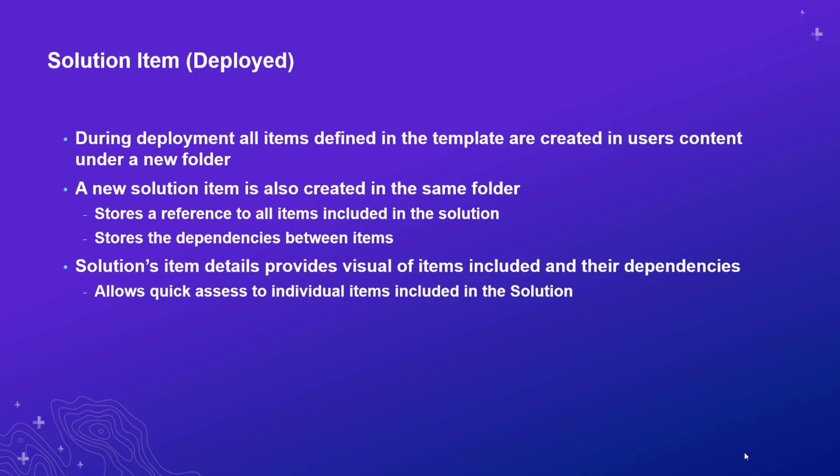It stores a reference to all the items that were created as part of the deployment process, and it also stores the dependencies between those items. So the solution item in the deployed state provides a nice visual of all the items that are included as well as a dependency tree. So you can visualize those and understand how the web map is used by the app or the feature layers that belong to the web map. And this also allows quick access to individual items in the solution. So we provide links from the item details of the solution to those individual items so that you can quickly get to them and make adjustments or configurations.